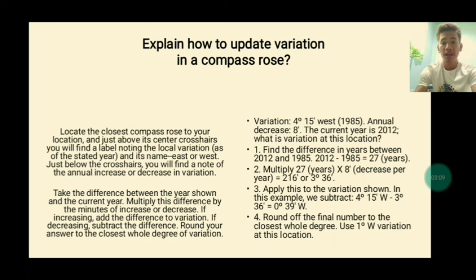Number 3, apply this to the variation shown. In this example, we subtract: 10 degrees 15 minutes west minus 3 degrees 36 minutes is equal to 6 degrees 39 minutes west. And lastly, number 4, round off the final number to the closest whole degree, then use the 7 degrees west variation at this location.